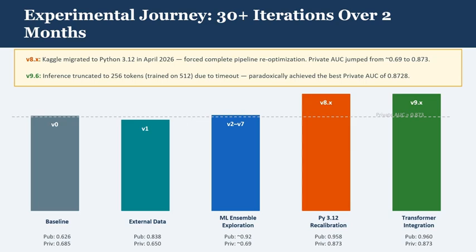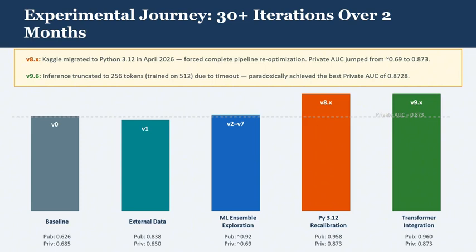Our experimental process spanned over 2 months and produced more than 30 different model versions. Let me walk you through the 5 major phases. Phase 1, V0, was a simple baseline: word-level TF-IDF plus logistic regression on the official data only. This gave us a public AUC of just 0.626, barely better than chance on the private set.